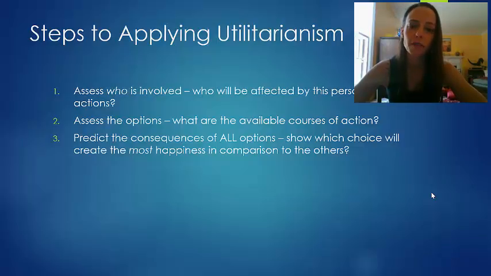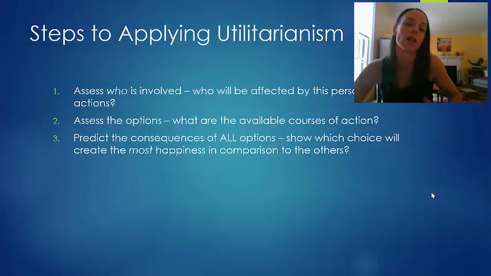You need to do that in order to show which choice is going to create the most happiness in comparison to the other choices. So the biggest mistake that people make in essays when they're applying utilitarianism to a case is that they only describe the consequences of the course of action that they think a utilitarian would recommend. And if you only describe the consequences of that one course of action, then you haven't done the job of showing me that that course of action is going to produce better consequences, is going to maximize happiness more than the other choices. All I know is what would happen if this one course of action were chosen.